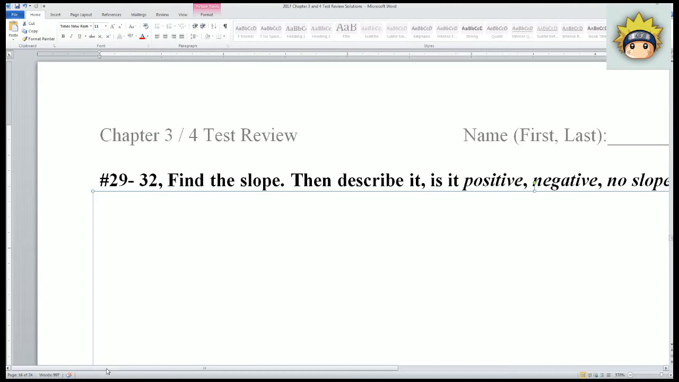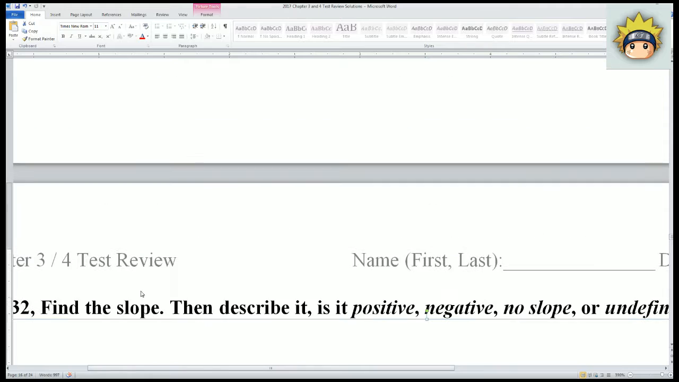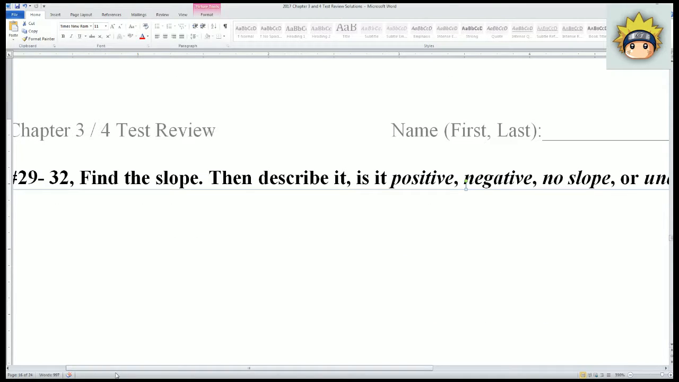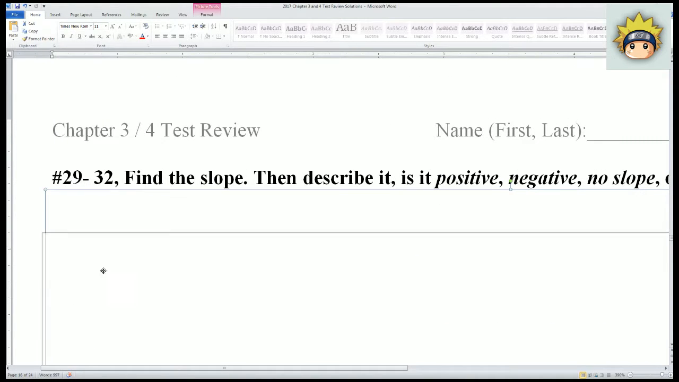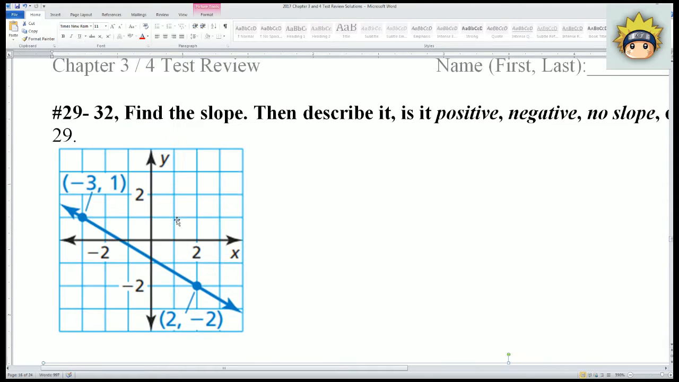We have 29 here. Let me zoom in to make this a little bit better for you. Alright, let's start the problem. 29 gives us this wonderful graph, and we want to find the slope. There's multiple ways of doing it. In this video, I will be counting the change in y over the change in x.